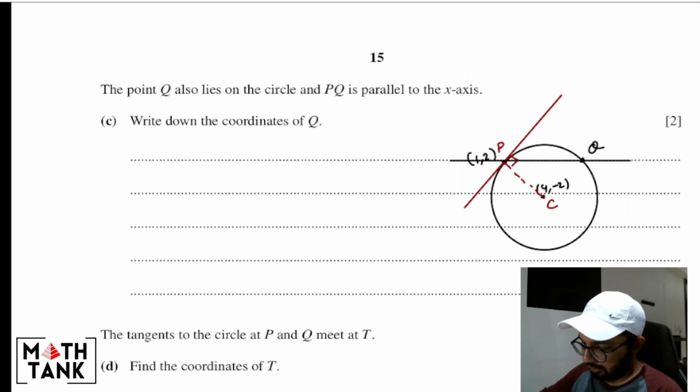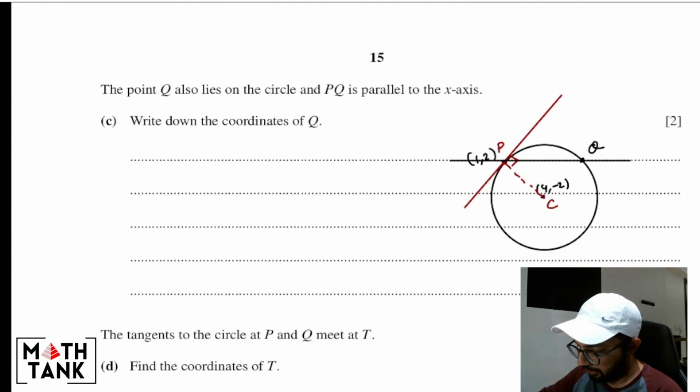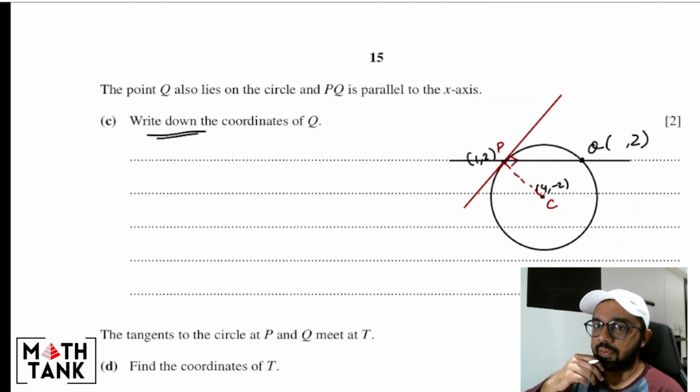There's a line PQ that's parallel to the x-axis. Now if it's a horizontal line, one thing that I can be absolutely sure of is that it should have the same y coordinate. So the y coordinate is certainly 2. Since it says write down, it basically means that the answer is pretty much there in front of you. There's minimal or at times no calculation required, so you need to be aware of that.